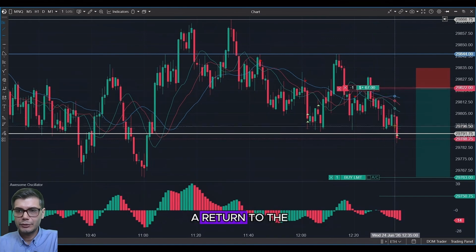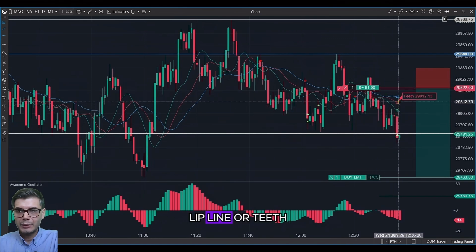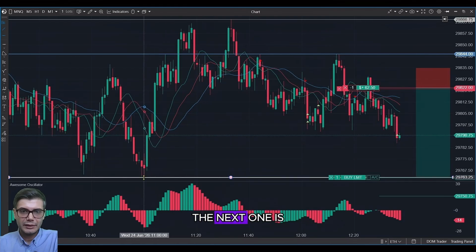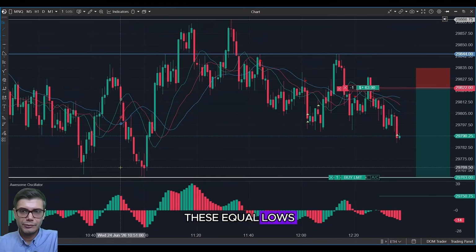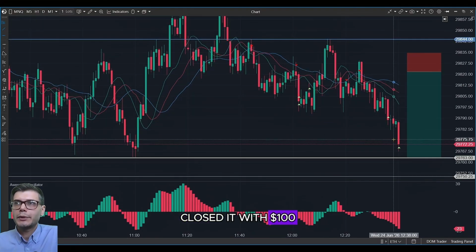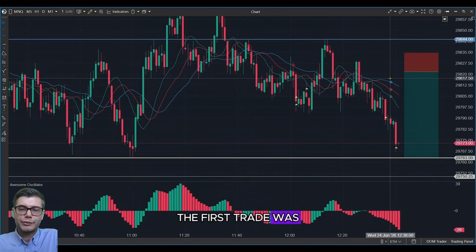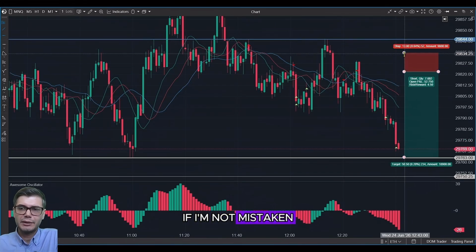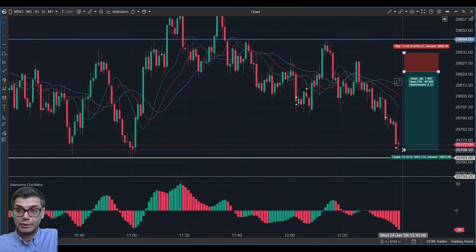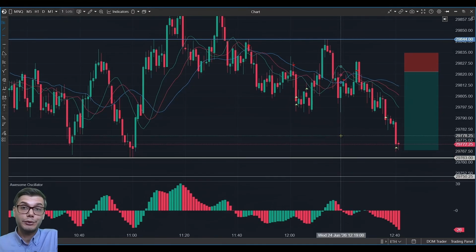Meanwhile, if I see a return to the lip line or teeth line, I would like to add to my short position because this liquidity is done. The next one is these equal lows. Easy target for Nasdaq to get there, maybe in the next 15 or 20 minutes. Closed it with $100. The first trade was 170% of the risk, if I'm not mistaken. The second order was around 400% return of the risk that we put on this trade.